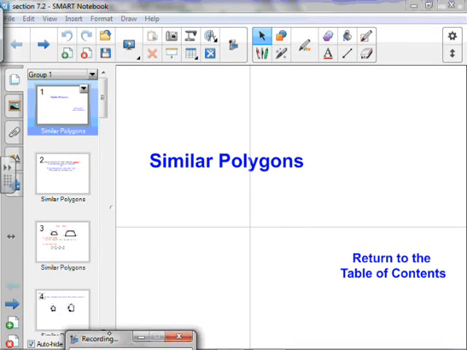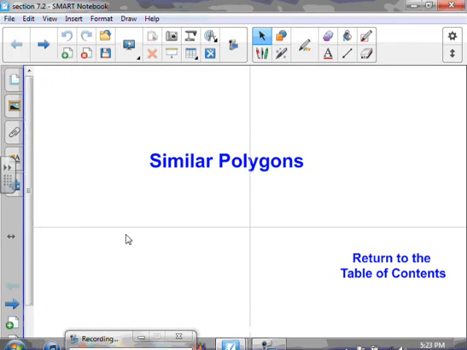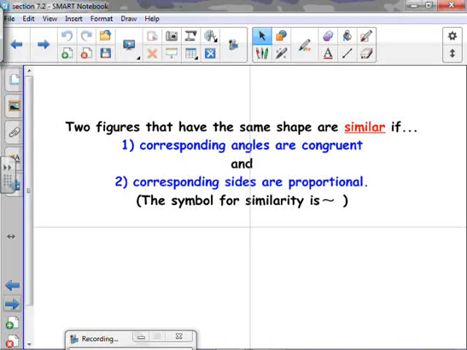Duncan's class. We've got section 7.2 coming up, similar polygons. And I'm going to try to do it similar to the amount of time I did for the last video, maybe a little bit longer.